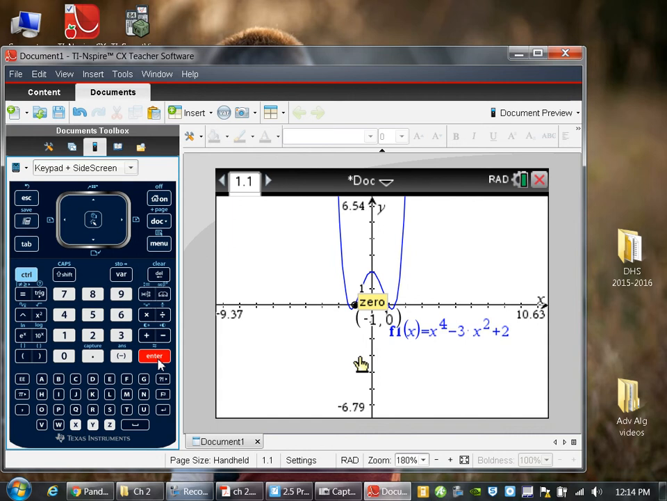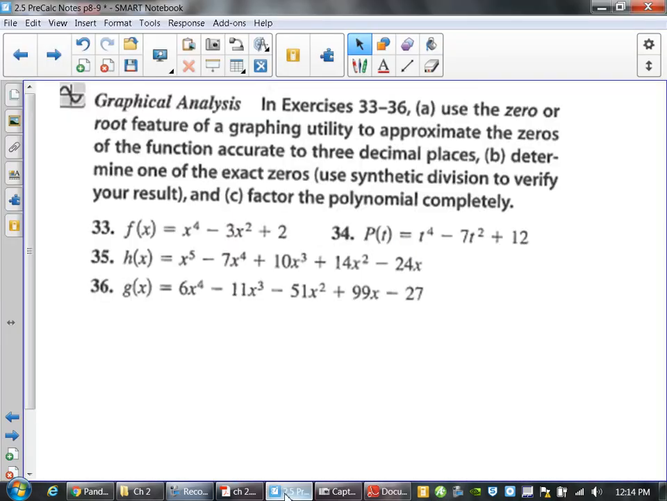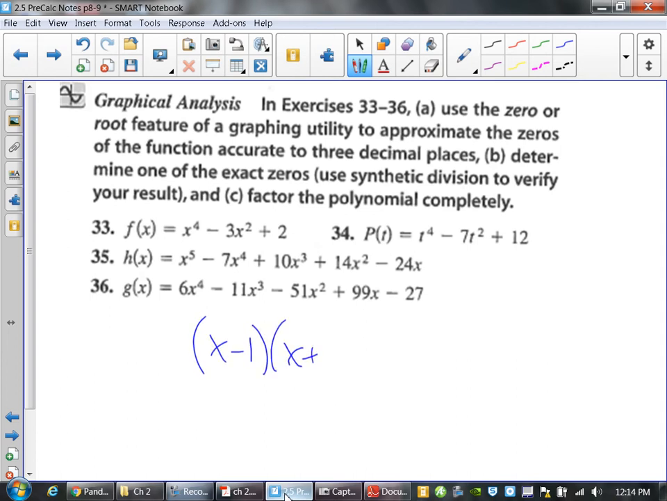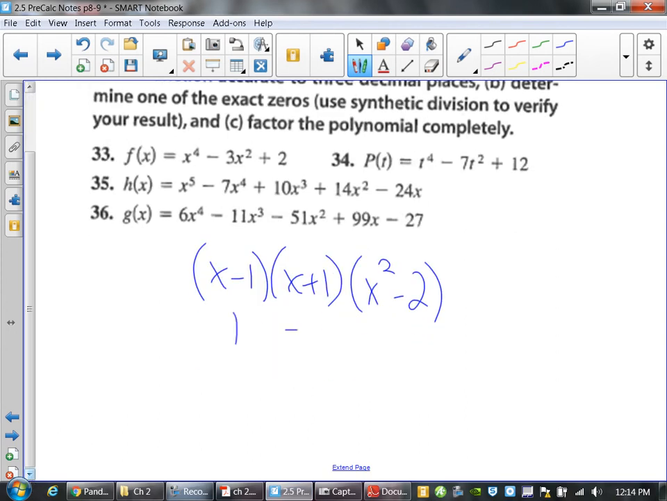What will happen is, depending upon the problem, it might say round it, and you can say your zero's at 1.14 or whatever it might be. But if you did it via the whole synthetic division, you'd wind up with x minus 1, x plus 1, and then x squared minus 2 as your other term. So your zeros wound up at 1, negative 1, and plus minus root 2.